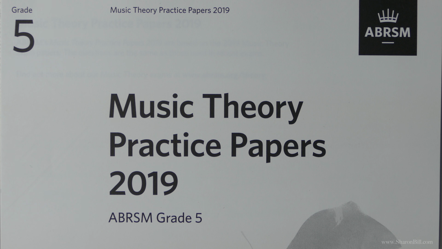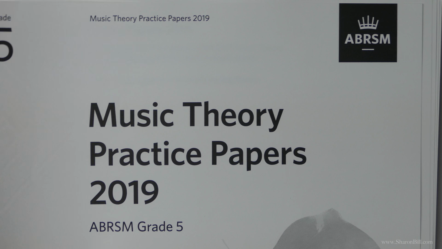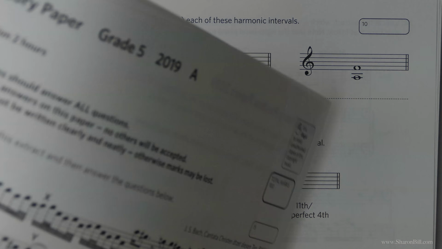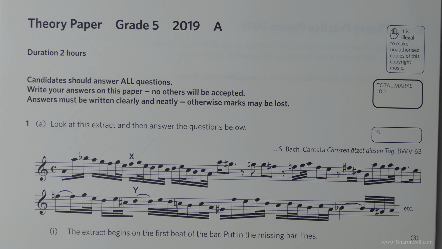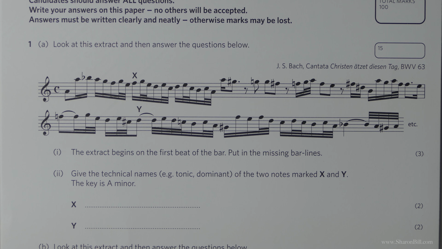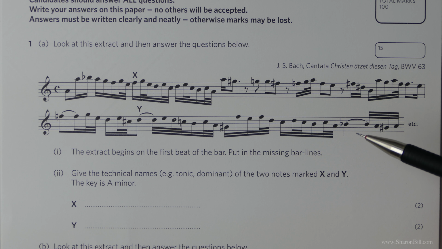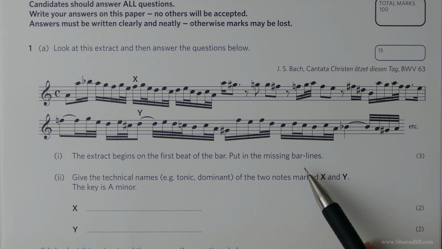And now we're going to crack on with Grade 5 2019 Practice Paper A, Question 2. So first of all, we're asked to look at an extract of music, and then we're going to answer some questions below. So the first job, we're told, is to put in the missing bar lines.